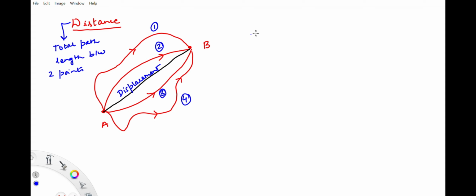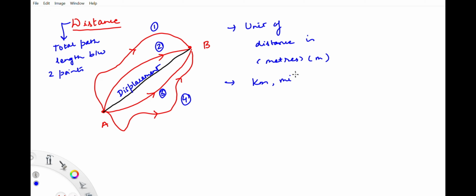Now the unit of distance is meters, or you can just write m. That's the standard unit of distance. You can also express distance in kilometers, miles, yards, etc.